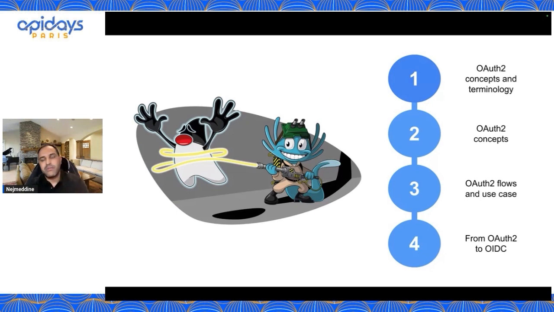In this presentation, I will try to explain some concepts. So we will start by explaining the OAuth2 concepts and terminology. We will see together which OAuth2 flows and in which use cases you will use them. And finally, we will try to explain why we are adding OIDC or OpenID Connect, and what is the relation between OpenID Connect and OAuth.